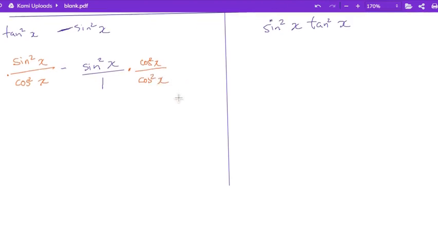Do I know where I'm heading with this? Not fully. We're just doing stuff, right? One step at a time. Cos squared x. All right, got a denominator. Now, I've got sine squared x minus sine squared x. Oh, this is so good.